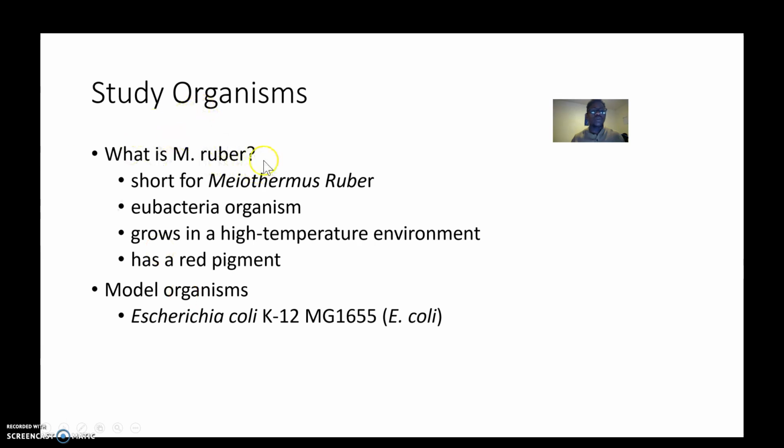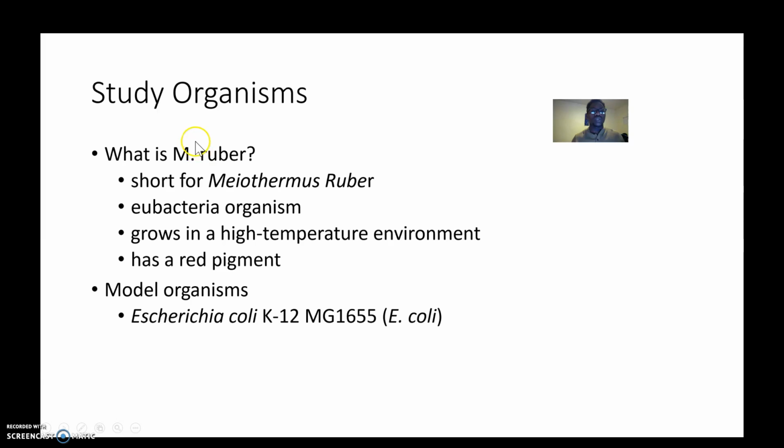So what is M. ruber? M. ruber, short for Meiothermus ruber. Meiothermus means lesser, Thermus means hot, and ruber means red. So this is an organism that lives in a hot temperature environment and has a red pigment. Specifically, this is a eubacteria organism. It was first isolated in a hot spring in, I believe, Russia. The optimal temperature for this organism is 60 Celsius.